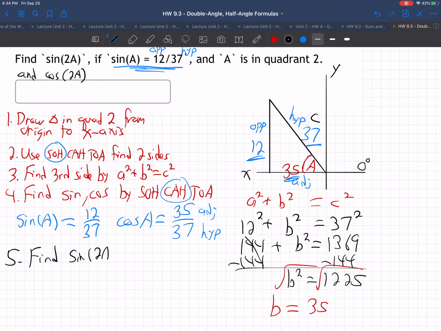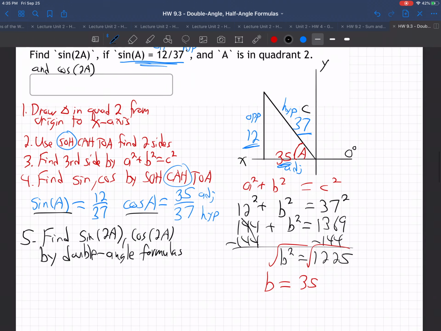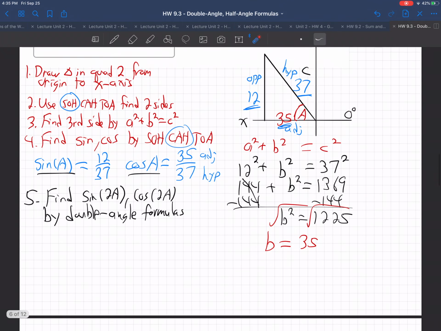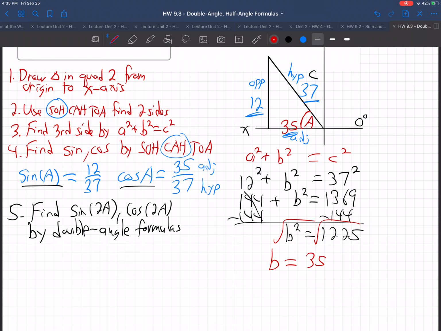We've got sine of single A and cosine of single A. Find the sine of double A and cosine of double A by the double angle formulas. So now we go to our formula sheet. Sine of 2x is 2 sine cosine. So let's do that one first. Sine of 2A is 2 sine regular A cosine regular A.